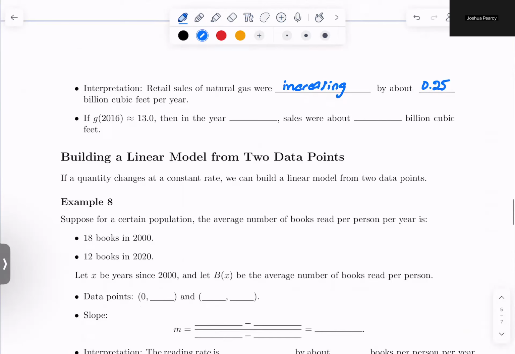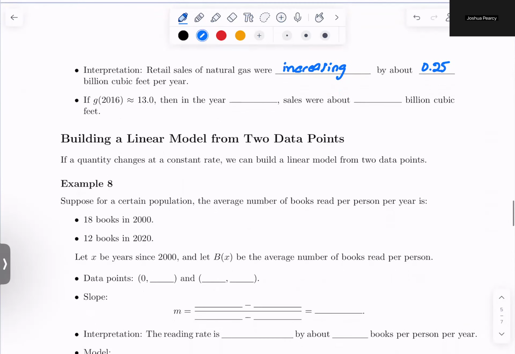Now, we can also interpret just single points that are on this scatter plot as well. So here it says if G of 2016 is approximately 13.0, then in the year, so remember the year was the x coordinate, so it's this piece right here. In the year 2016, the sales were about, now here's the y value here, 13.0. 13 billion cubic feet.